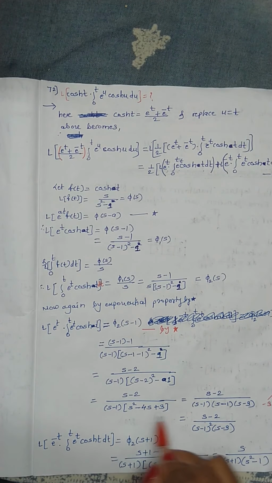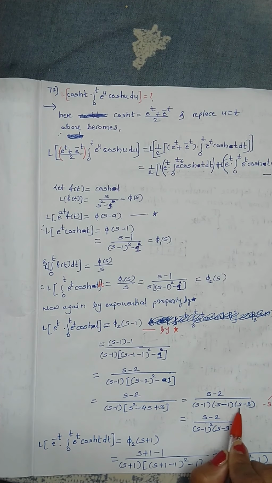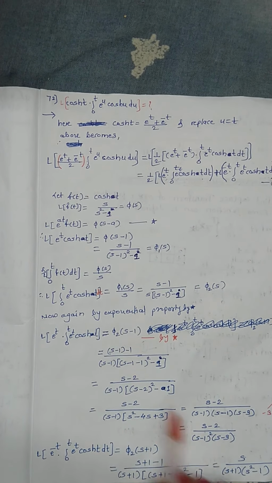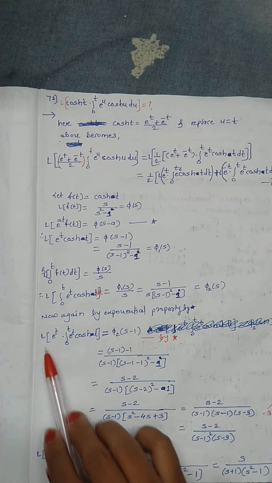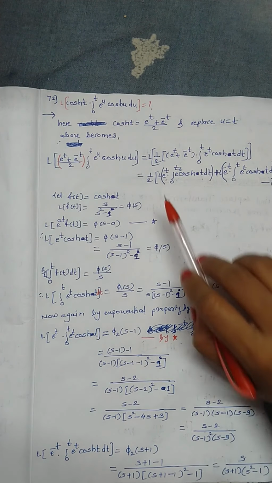Is that okay? Now this is (s minus 1) as it is, (s minus 2). This is factorized, (s minus 1)(s minus 3). This is a square, both brackets are the same, therefore the final simplification of this term is: this Laplace is (s minus 2) into (s minus 1) bracket square, (s minus 3). This way just calculate Laplace of this term.